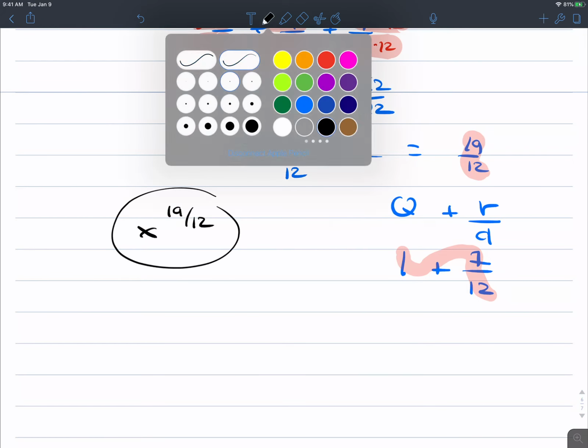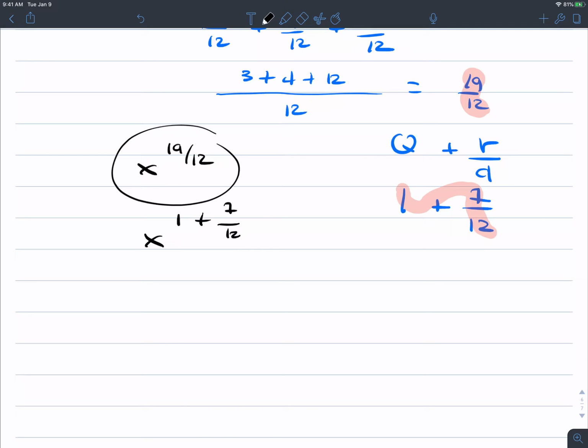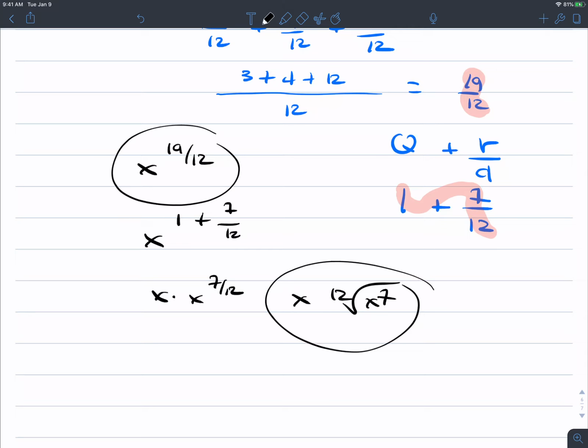So your answer here is going to be x to the 1 plus 7/12. Sorry, that's kind of 7. Is that right? And that means I have x times x to the 7/12, which is x times the 12th root of x to the 7th. Okay.